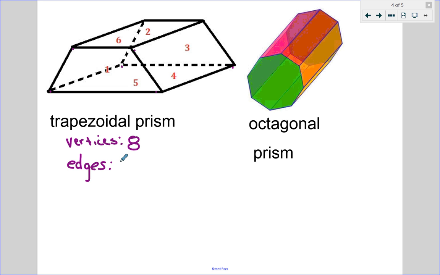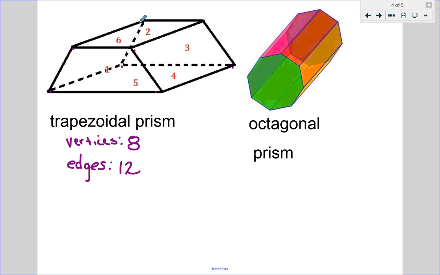And how many edges do you think it has then? We said the face corners times 3. So we have 4 times 3, which gives us 12. Let's see if we have 12 edges. 1, 2, 3, 4, 5, 6, 7, 8, 9, 10, 11, 12. Yep, we have 12 edges.